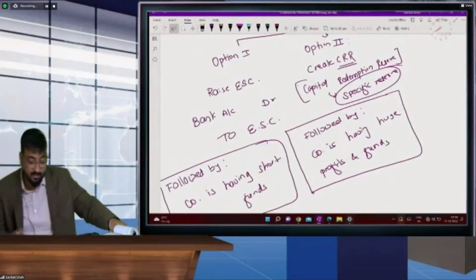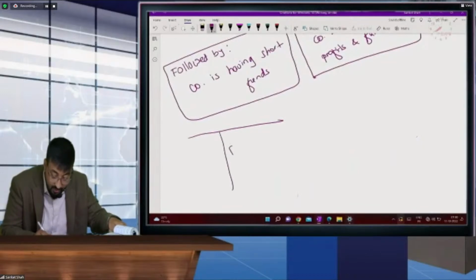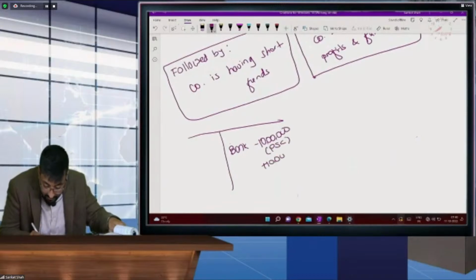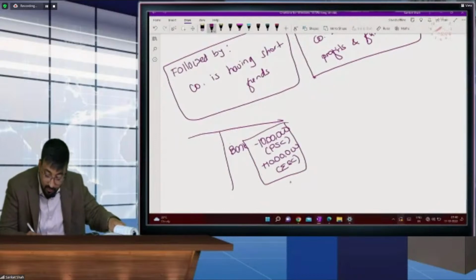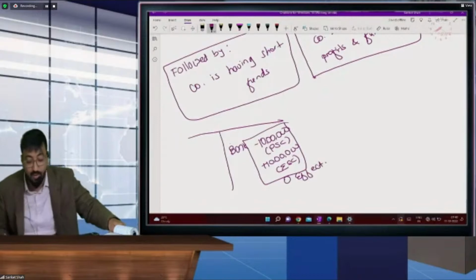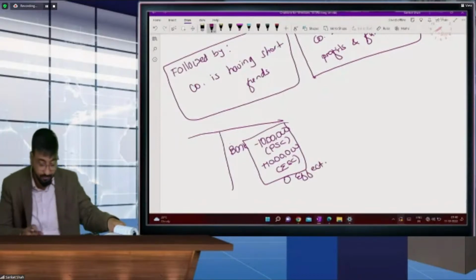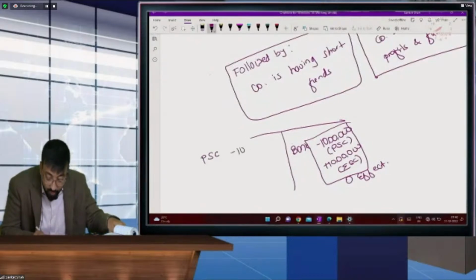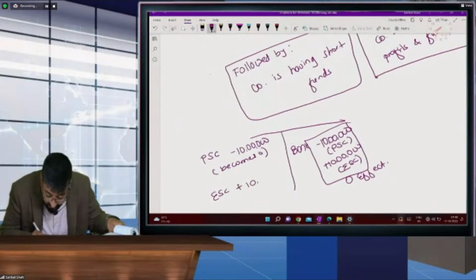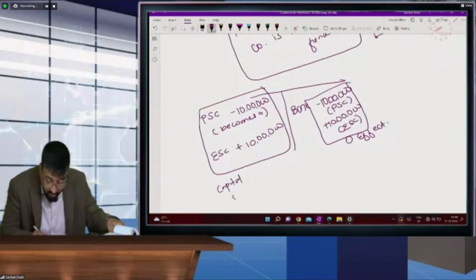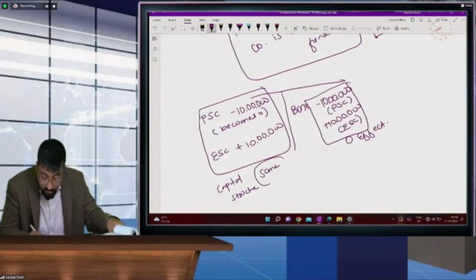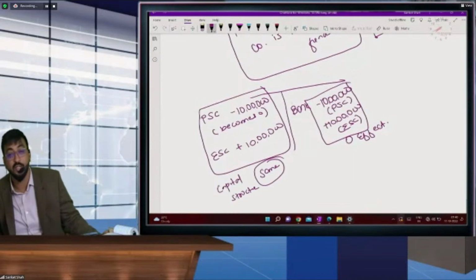Now, in this case, your balance sheet. So now, how to understand this? Bank is minus 10 lakhs because of preference share capital and plus 10 lakhs due to equity share capital. So bank balance will be net zero effect. Your preference share capital is going to reduce by 10 lakh, becomes zero, and your equity share capital is increased by 10 lakh. So net effect, capital structure retains the same. Zero effect on capital structure.